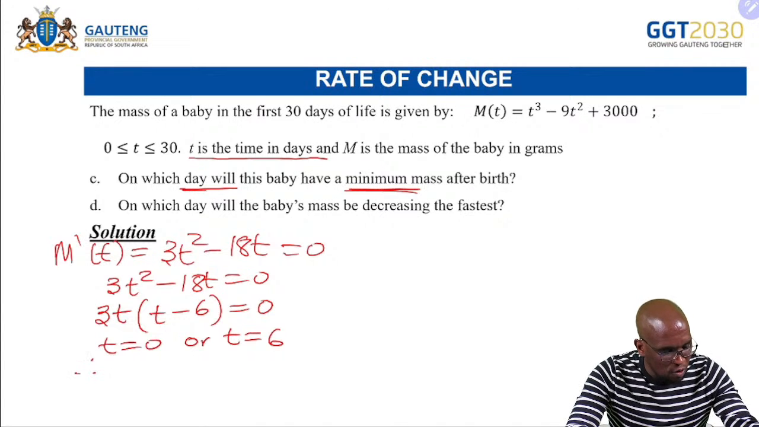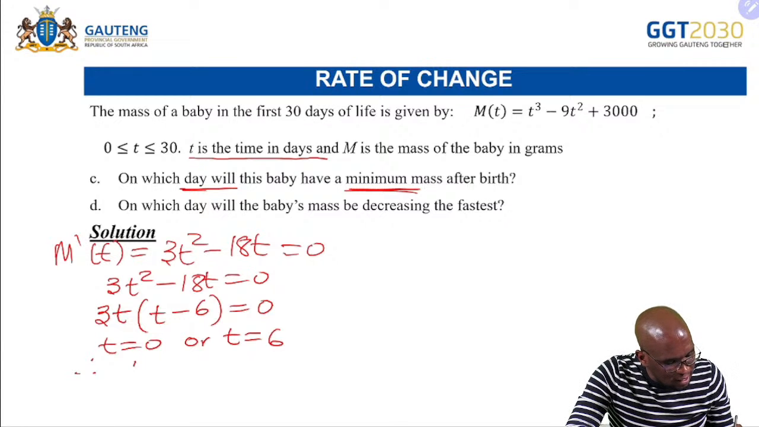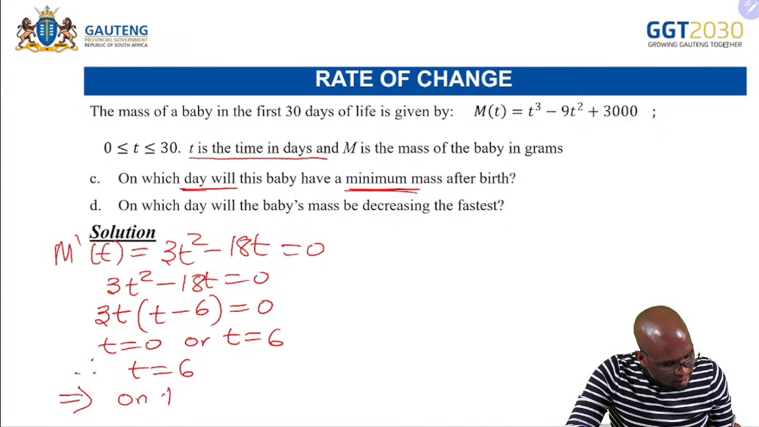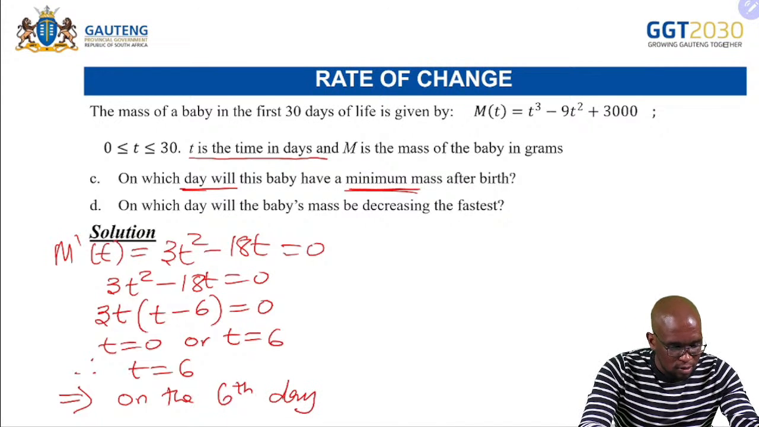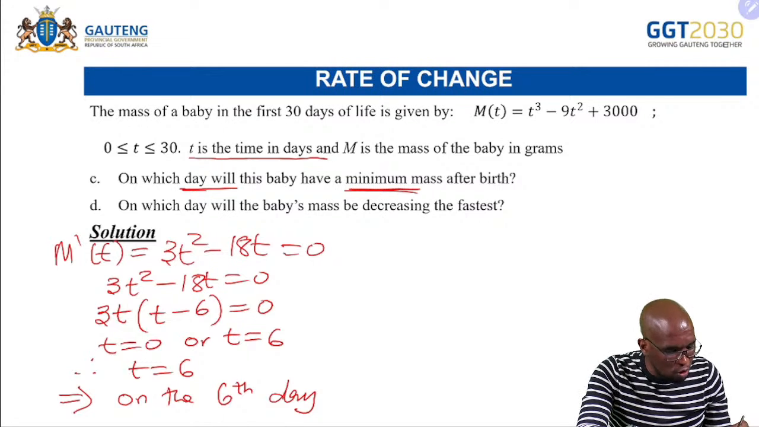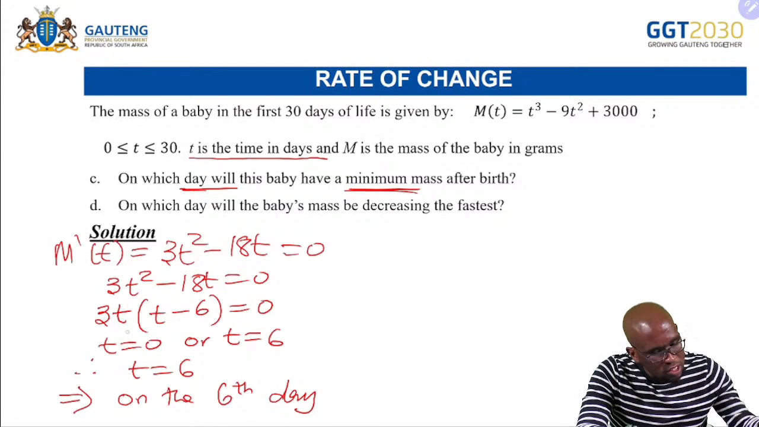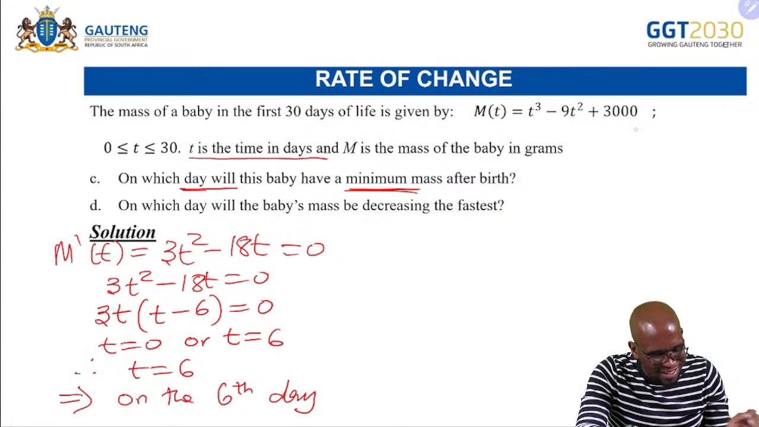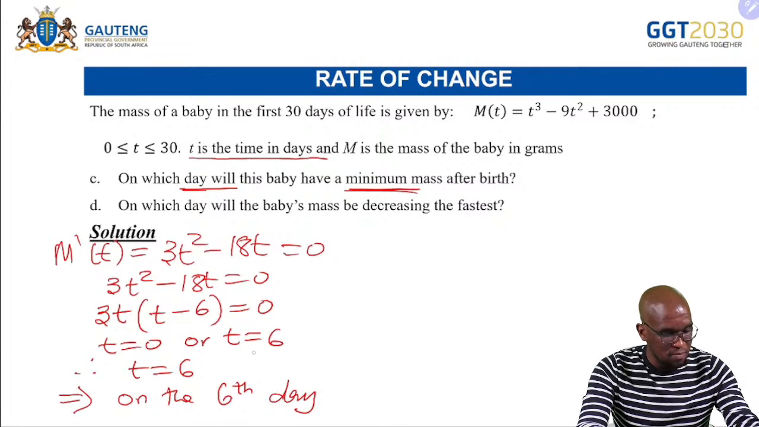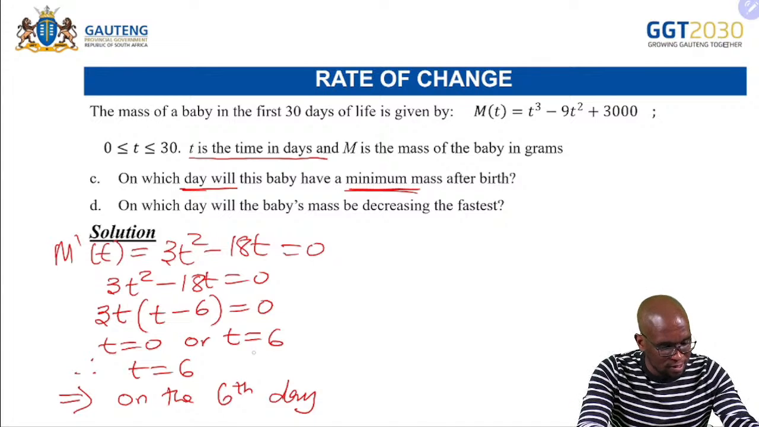Therefore, if you go back and substitute, you'll find that t equals 6, which implies that on the 6th day, the baby would have the minimum mass. If you want to be sure, you can go back and substitute 0 into the original equation. You'll get 3,000. But if you substitute 6, you'll get a value that is less than 3,000, which would then be the minimum. So it's on the 6th day.